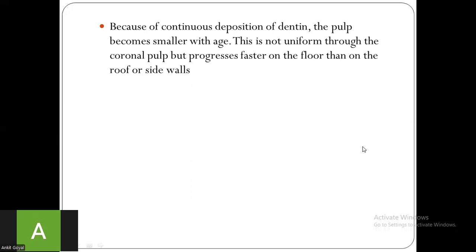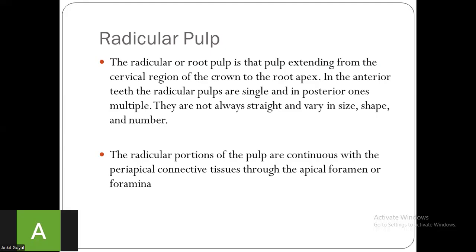Because of the continuous deposition of dentin, the pulp becomes smaller with age. This is not uniform throughout the coronal pulp, but progresses faster on the floor than on the roof or side walls. Now the radicular pulp.